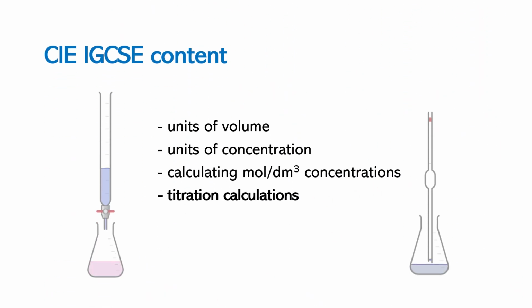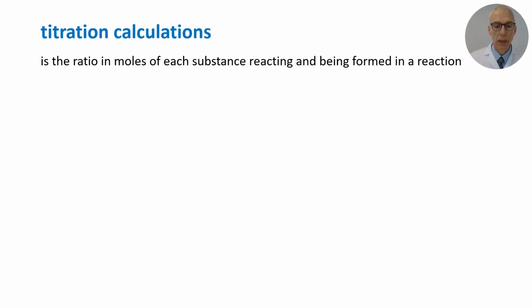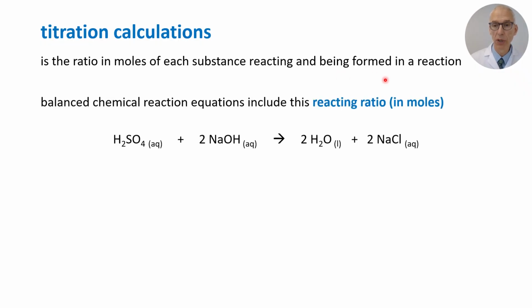How to carry out a titration calculation. So the first key idea is that of reacting mole ratio, which is the ratio of moles of each substance reacting and being formed in a chemical reaction. So in a balanced equation, we include this reacting ratio in moles.